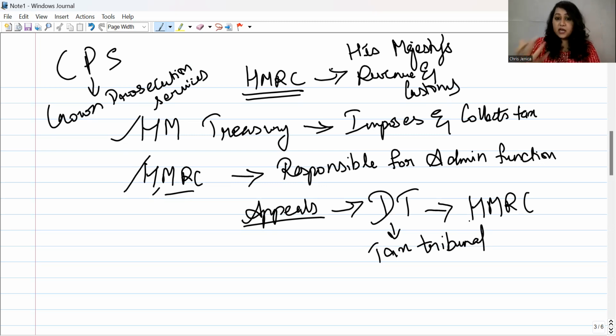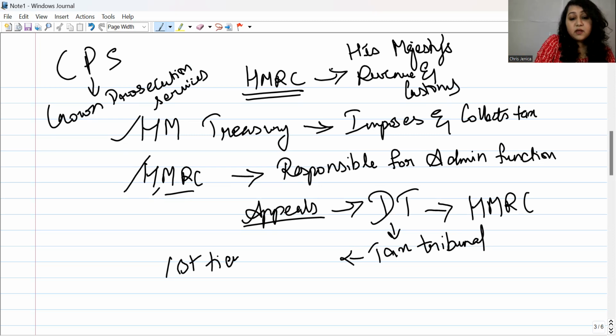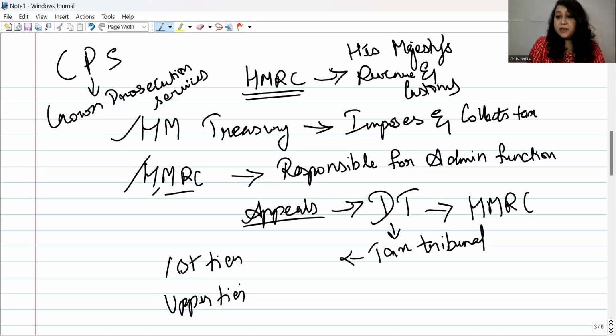Tribunal is nothing but a court which actually gives some kind of judgments for the tax related issues. Now, this tax tribunal actually has two tiers, first tier and an upper tier. If the appeal is related to direct tax, the taxpayer has to go to the HMRC first. HMRC will appoint an internal review officer who will look into the problem, and then certain decisions will be taken. If the taxpayer is not satisfied with the solution of the internal officer of HMRC, they can take forward this appeal to the tax tribunal first tier.